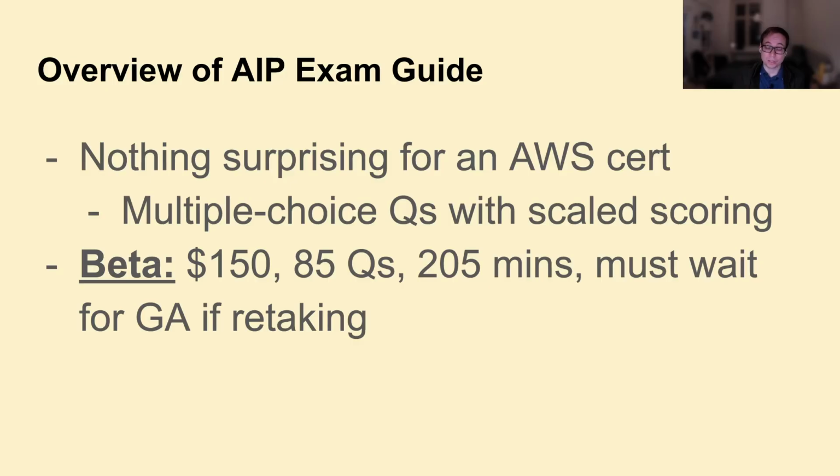Now, because it's going to be a beta exam, you only pay 50% of what a professional certification would be, so $150. But it is longer, so 85 questions and 205 minutes. You can get 30 minutes extra if English is not your native language, and there are no retakes in beta. So you must wait for general access if you fail the beta and want to retake the exam.